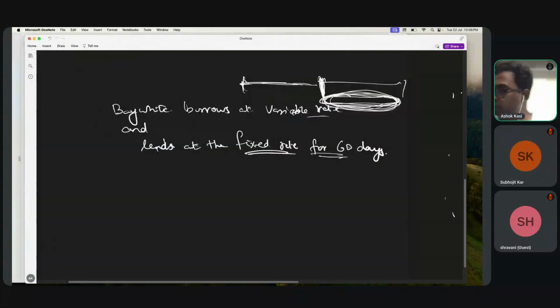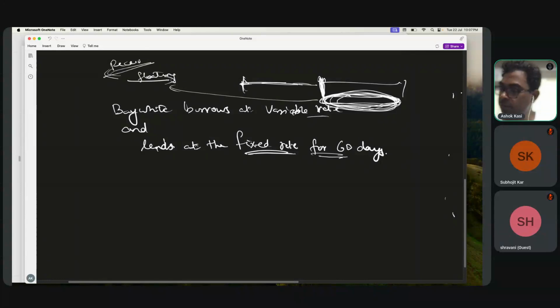So what should they do now? They should be receiving. See here, they are borrowing. That means they are taking. So they should enter into an agreement where they will give floating, and they should receive at the fixed rate. Receive fixed rate. So then what will happen? They will receive at the fixed rate, and then at some other fixed rate they are lending. So the business is much safer now, no?